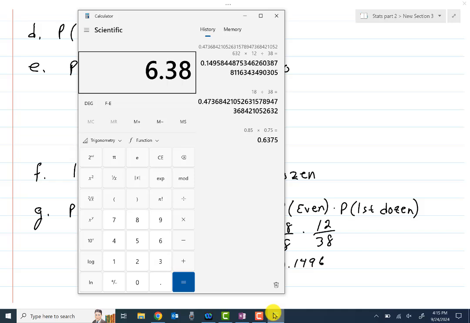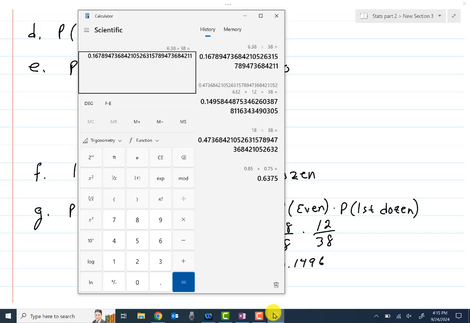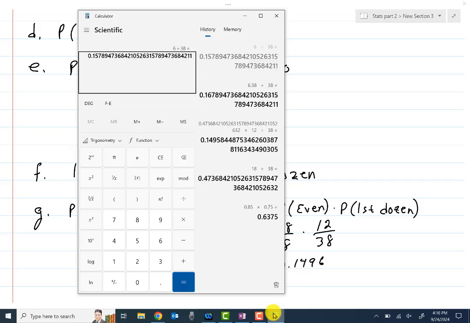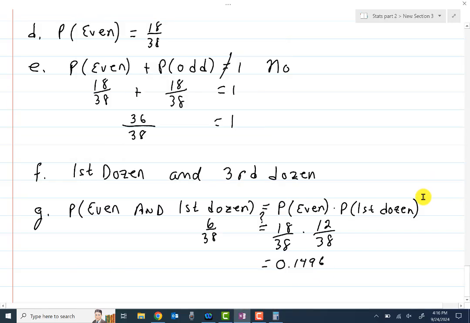6 divided by 38. Try that again. I did not type that correctly. Here I get 0.1579. So that means, are they independent? Not independent.